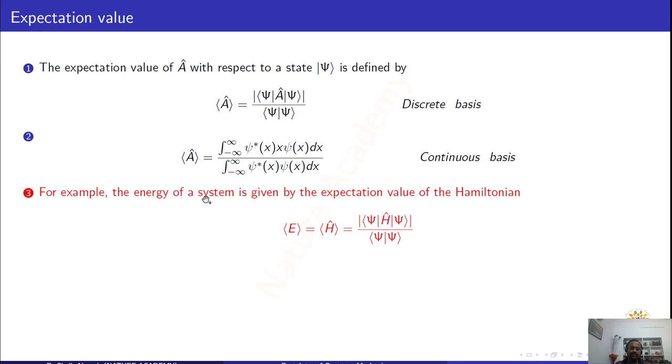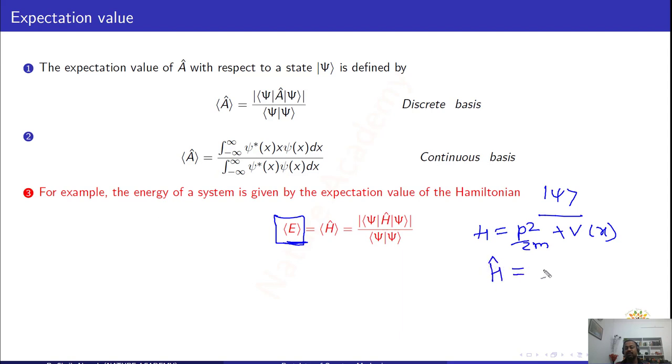For example, the energy of a system is given by the expectation value of the Hamiltonian H cap. There are many questions in GATE which are related to the expectation value of the Hamiltonian. The expectation value of the Hamiltonian is nothing but the energy of the system. The Hamiltonian is nothing but p square by 2m plus potential energy, right? So this is the Hamiltonian. If you want to write this Hamiltonian in operator form, this will become minus h bar square by 2m del square plus V of x operator.